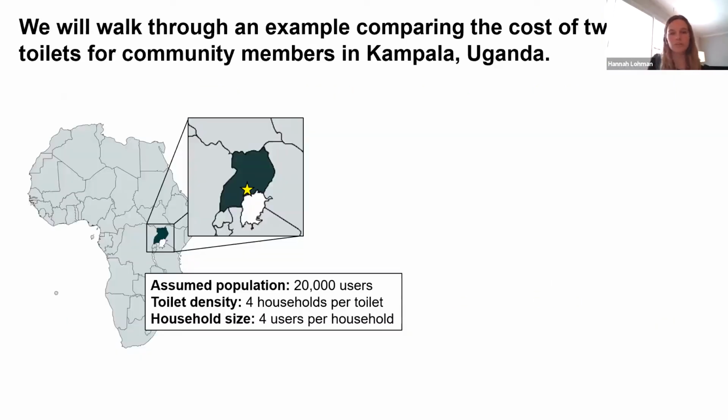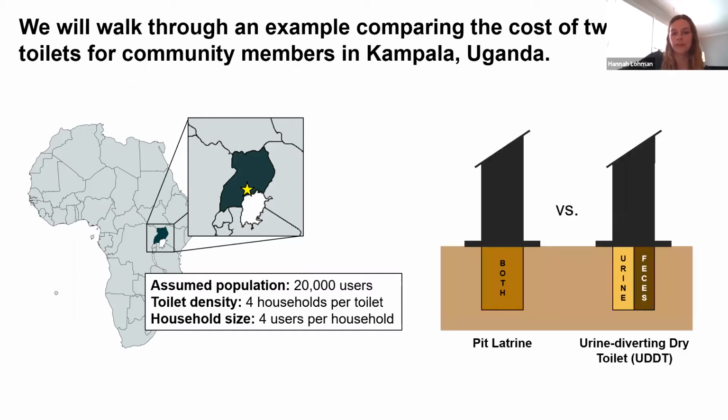And so now I'll introduce the example that we're going to be discussing. And so we'll be comparing two toilets in Uganda for this. And so specifically, our research team has done a lot of work based in Kampala, Uganda, which is the capital of Uganda. And for this study, we're going to assume that we are dealing with a population of 20,000 toilet users. We'll have 4 households per toilet that we'll be constructing, and we'll assume that there's 4 toilet users per household. And so we'll be comparing a pit latrine against a urine diverting dry toilet.